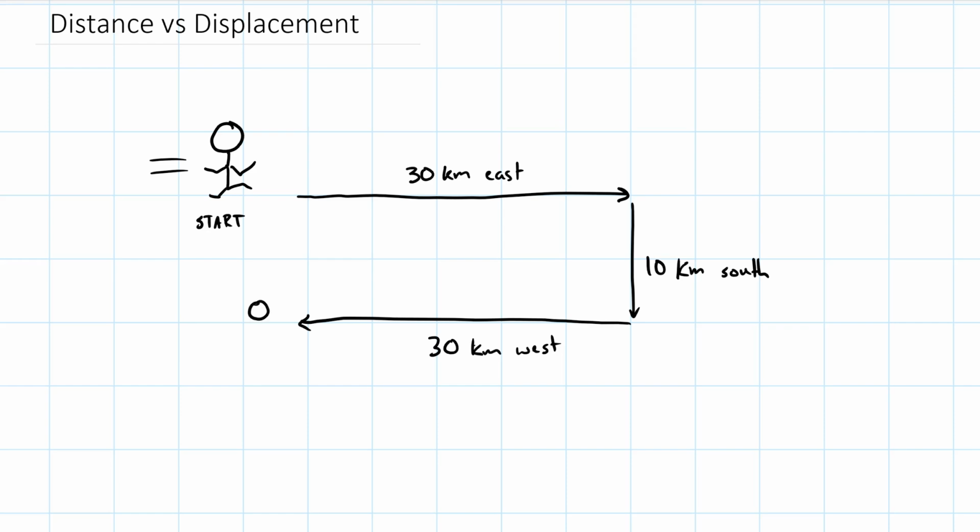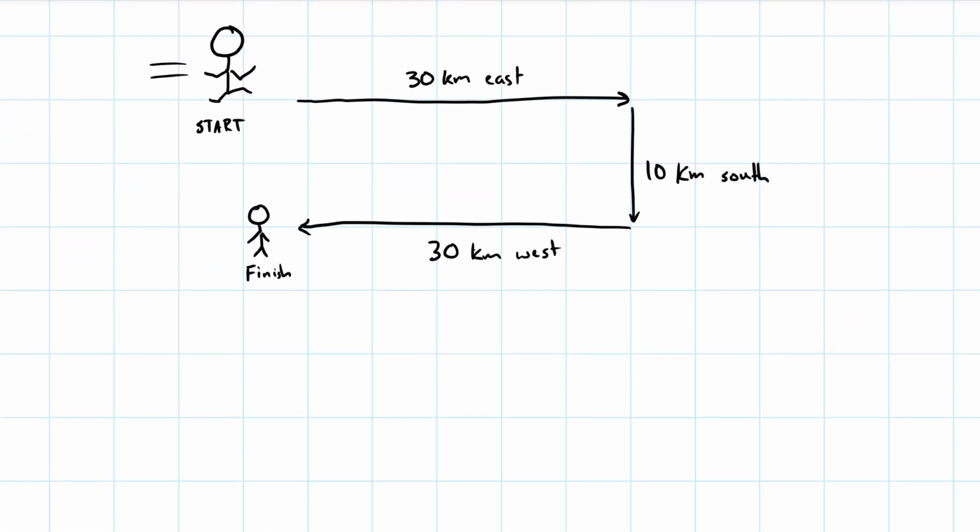So let's see, you're just kind of hanging out at the finish. Okay, so for distance, if I want to talk about the distance that's going on, the distance you traveled is just adding up all of those different pieces. So we got 30 kilometers and 10 kilometers and then the other 30 kilometers for a total distance of 70 kilometers.